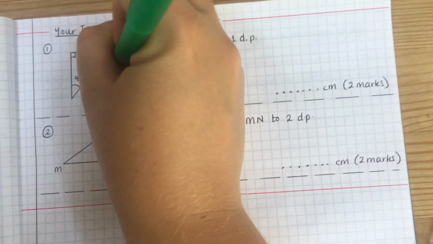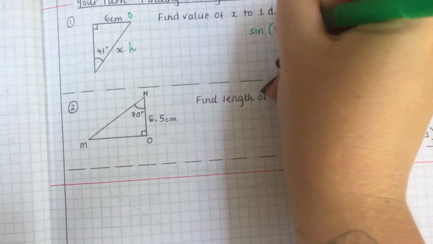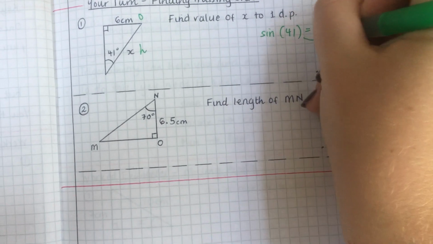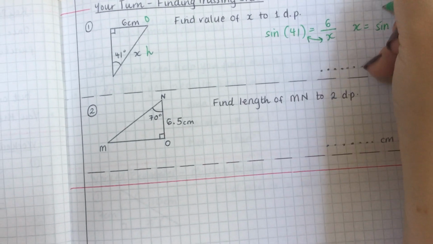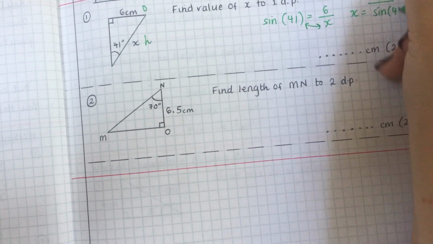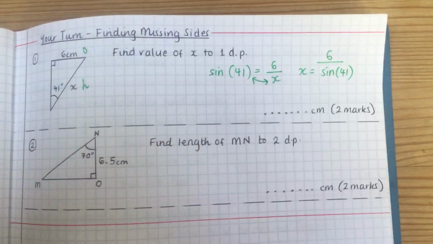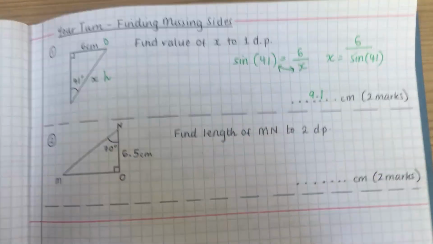Okay, so this first question then, we need to label the sides first. X is the hypotenuse, 6 is the opposite. That means we're using sine of the angle 41 equals 6 over X. X at the bottom, so we switch these round, and we get X equals 6 divided by sine 41. That's your working out. Type it into a calculator, round it to 1 dp, and you get 9.1.